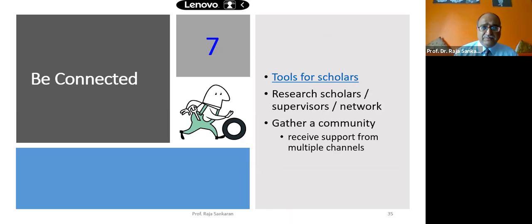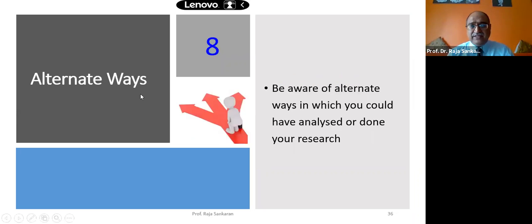Then comes being connected, wherein there are a lot of tools that scholars could use. I will cover it in the last part of this. So what this means is the different tools that could be used as a research scholar, which you should be aware of, and how do you use them. So it's not just personal or interpersonal skills, but also the knowledge and the tools that you need to use to be part of this academic community. I will be covering this in a while.